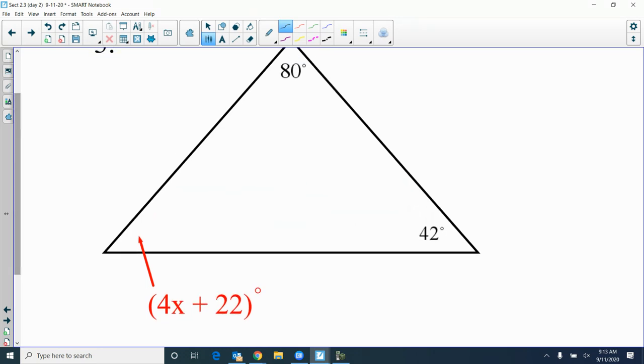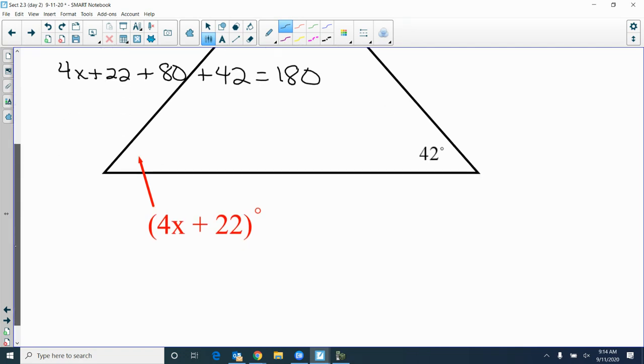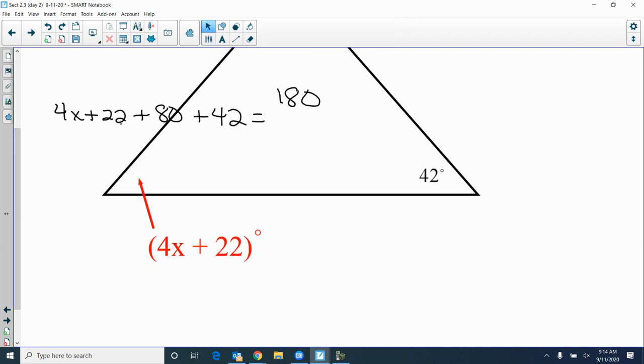All right, well, good. He did a lot in there, but think about it this way. Take each angle. The first angle is 4x plus 22. The other angle is 80. The other angle is 42. And all of those added together have to give us what? 180. The 3 angles of a triangle add up to 180. We have like terms: a 42, an 80, and a 22. He added them all up to get 144. Let me move this down if you don't mind.